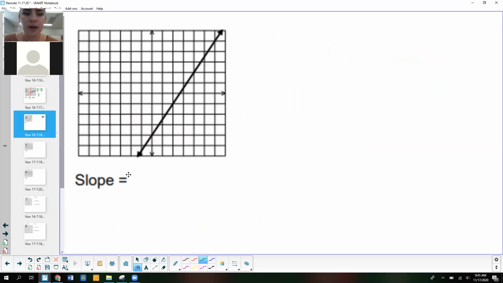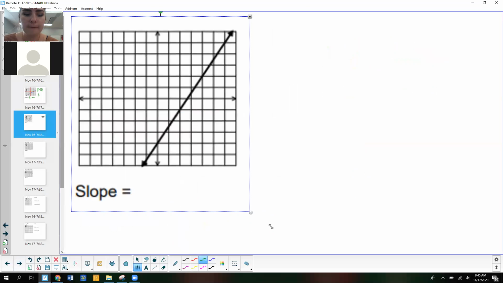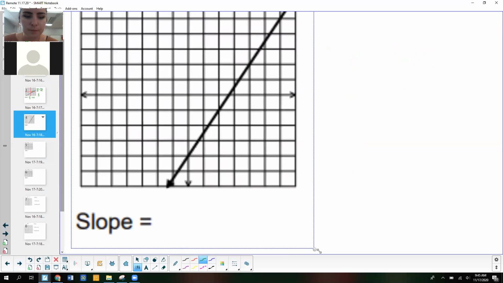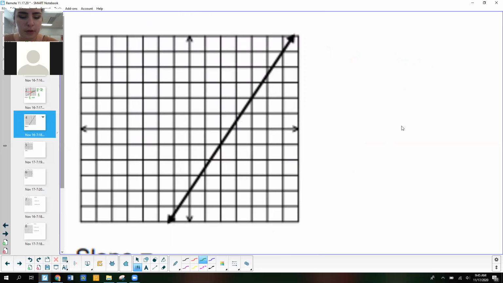So I'm going to go ahead. Here's another example. I'm trying to make this a little bit bigger. All right, so I've got my x-axis, again, I'm trying to make it straight, my y-axis, and then I've got my line.